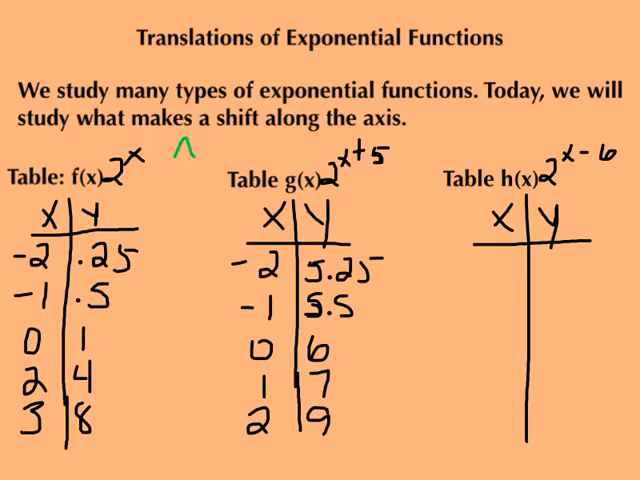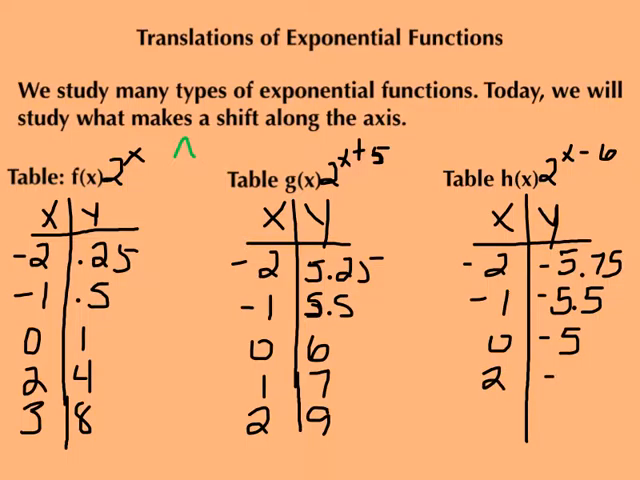Table h of x is 2 raised to the x minus 6 power. Negative 2, negative 5.75. Negative 1 is negative 5.5. 0 is negative 5. Sorry, go back real quick, I forgot 1. 1 is negative 4. 2 is negative 2. 3 is 2.